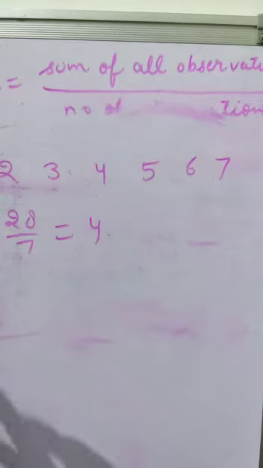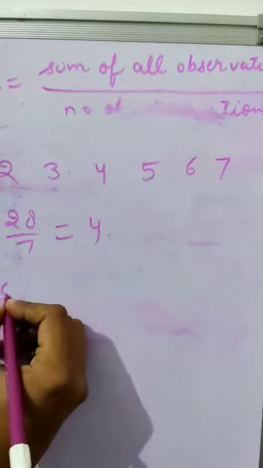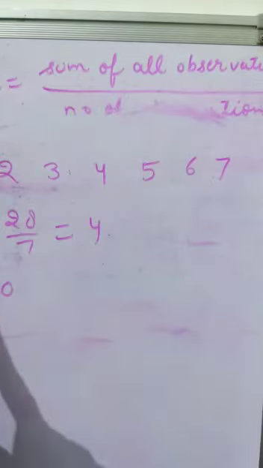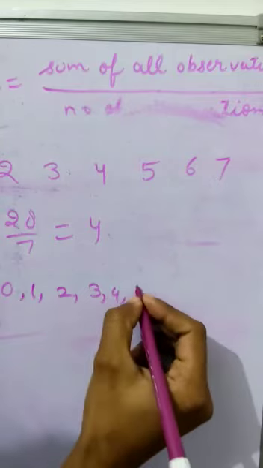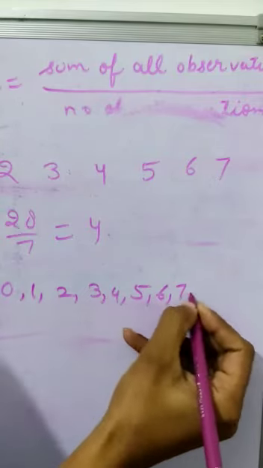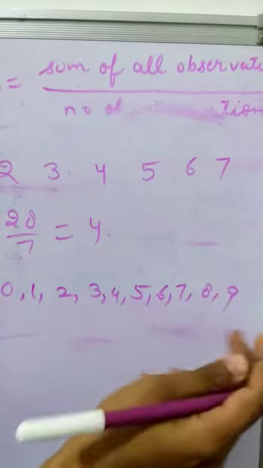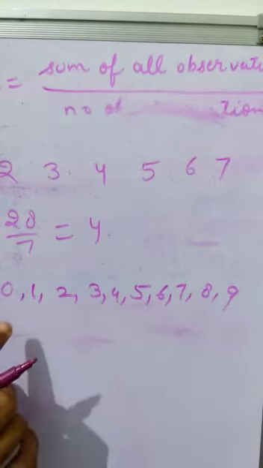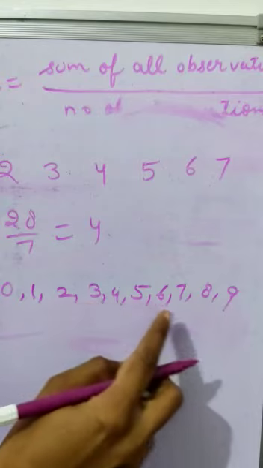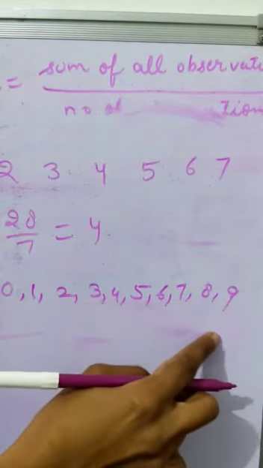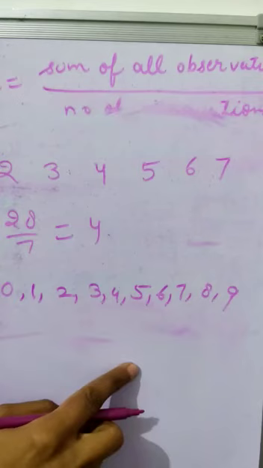Now the first 10 whole numbers. Whole numbers start from 0. 0 is also a whole number, so we will write from 0. 0, 1, 2, 3, 4, 5, 6, 7, 8, 9. See, are they 10 or not? We have to count 0 because 0 is also a whole number. 1, 2, 3, 4, 5, 6, 7, 8, 9, 10. Now they are 10. Add them all and divide by 10.